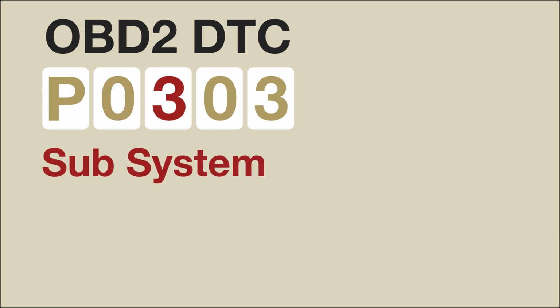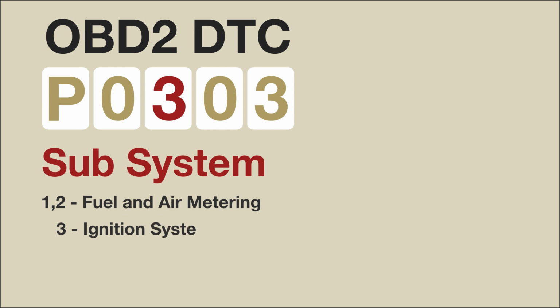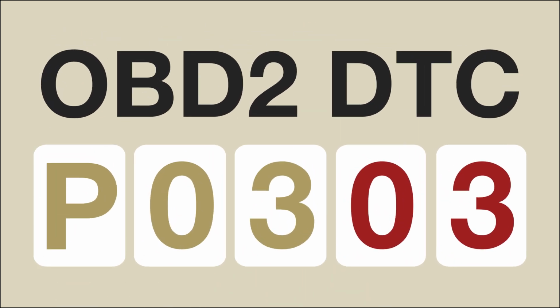The third character specifies which part of the system or subsystem is having an issue. For example, 1 or 2 means fuel and air metering, 3 means ignition system, and so on. The last 2 characters identify the specific section of the system that's malfunctioning. They could be either letters or numbers.